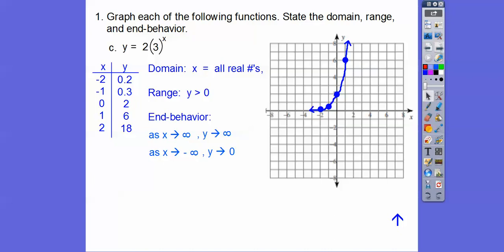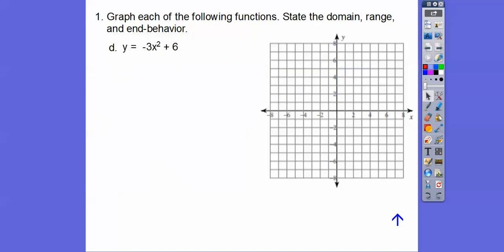The range is it goes up forever, and end behavior as x goes to the right. As x goes to infinity, this graph is going up to infinity. As x goes to the left, this graph, and I tell my students it's asymptotically going towards this asymptote right here, y equals 0. So it's going towards 0. All right, now this is called a power function, you guys. It's a power function because it's a number in the exponent. So this is a parabola. This is going to be a parabola that opens down because it's negative.